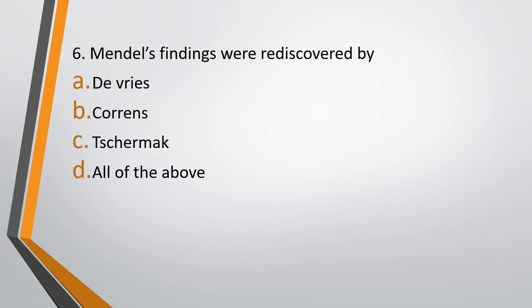Question 6. Mendel's findings were rediscovered by option A, De Vries, option B, Correns, option C, Tschermak, or option D, all of the above. The correct answer is option D. All of these scientists rediscovered Mendel's work.